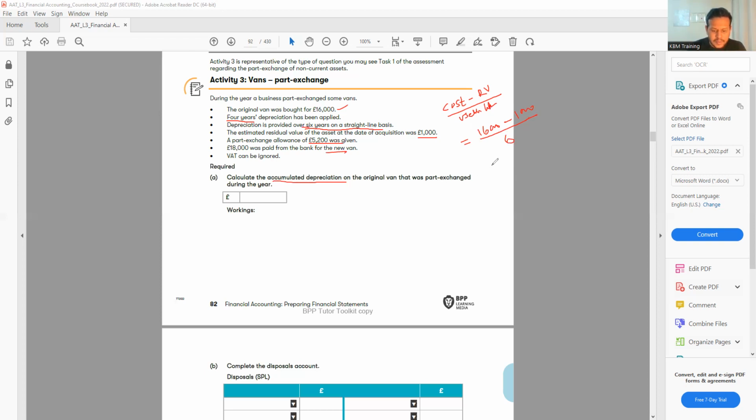So 15 divided by 6 gives me 2,500 per year. So the depreciation per year is 2,500. They said 4 years depreciation will be applied, so if you multiply by 4, that will give me the depreciation for the 4 years. So 2,500 per year times 4 gives me 10,000. So total accumulated depreciation is 10,000.